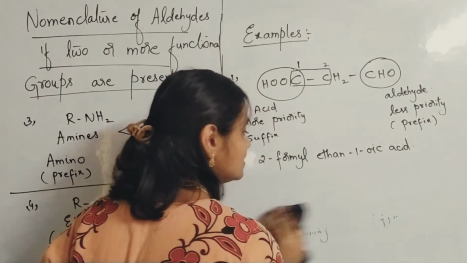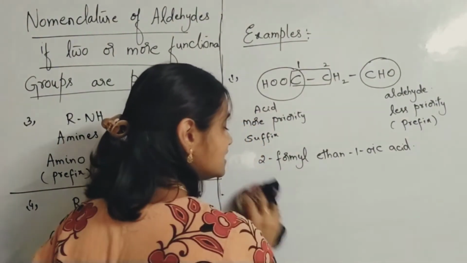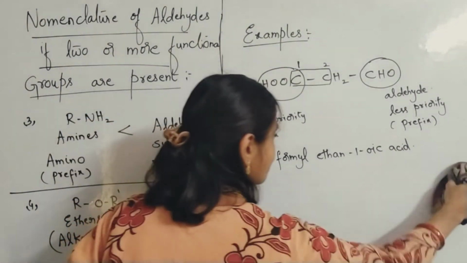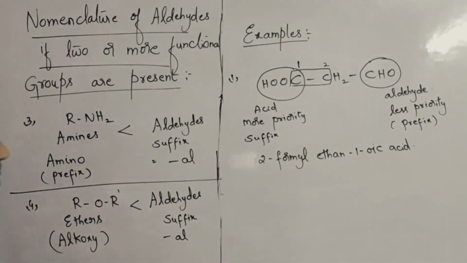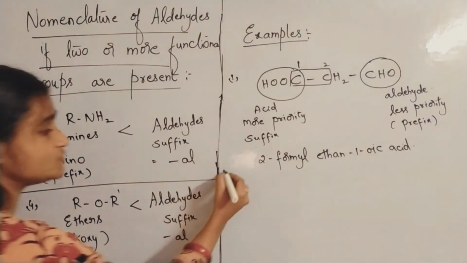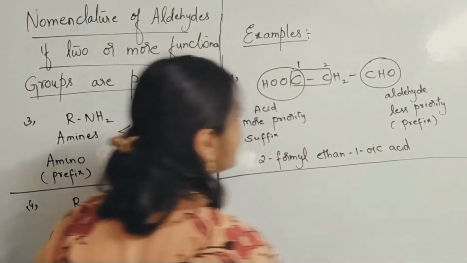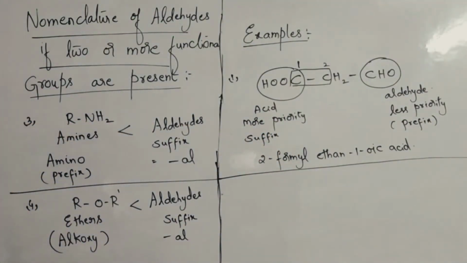That's why I am giving some worked out examples. So the name of the compound is what? 2-formyl ethane 1-oic acid. Yes. Next.